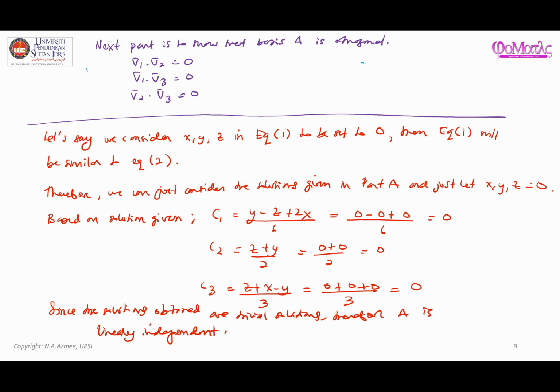Okay, and because of that, since everything here is 0, we can conclude that A is an orthogonal basis. Because the dot products of all possible pairs here are all 0. And that's all, I think. Okay, so that is the process.